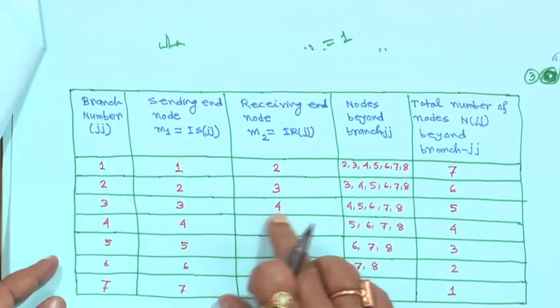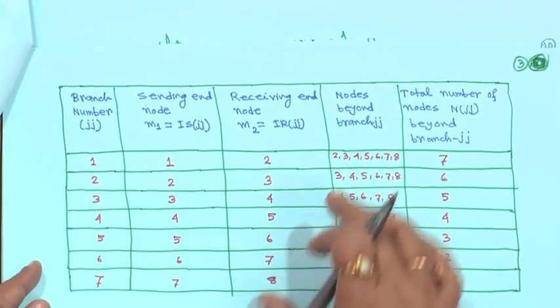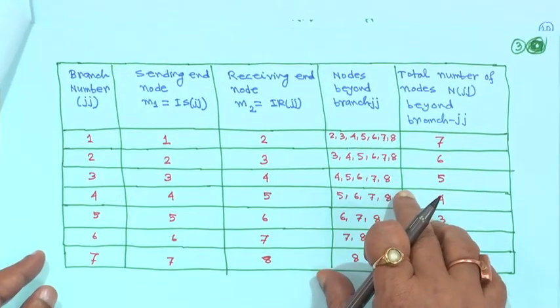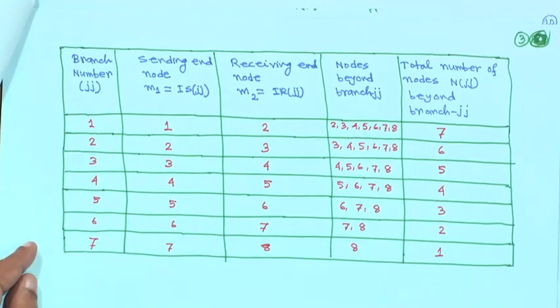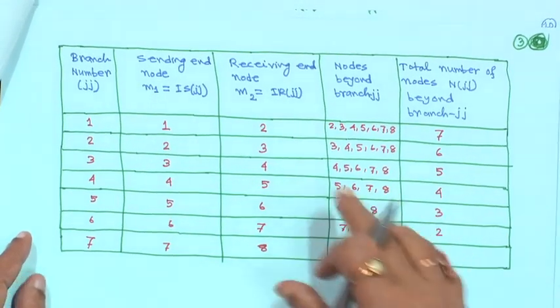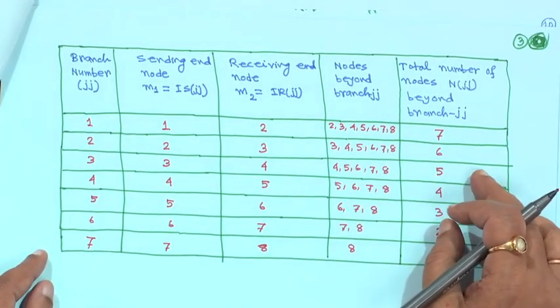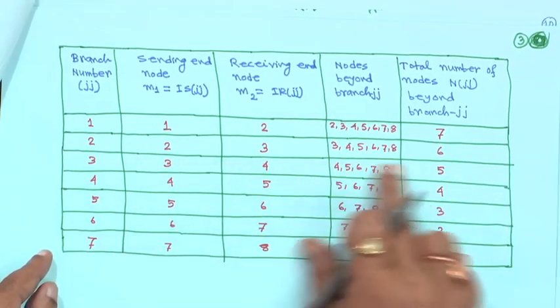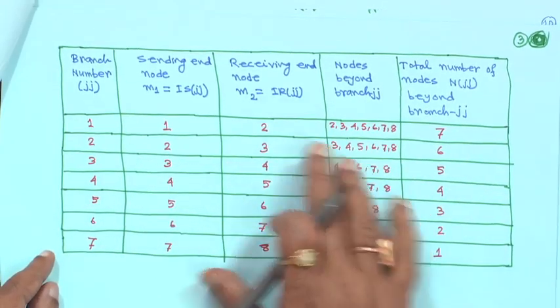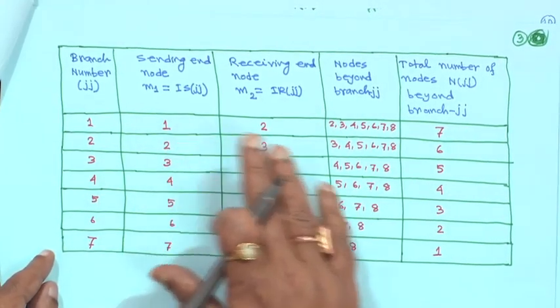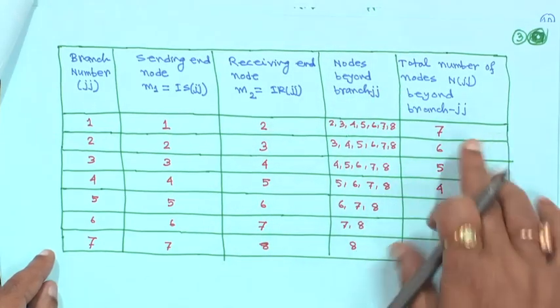This table you will make on your own. Because this data you have to read into the computer, then automatically, no Newton option, nothing. I will show you how simple it is. Automatically you can develop the algorithm. But this table you have to make: the connectivity, branch numbers, sending end, receiving end, nodes beyond branch JJ, and the total number of node counts.